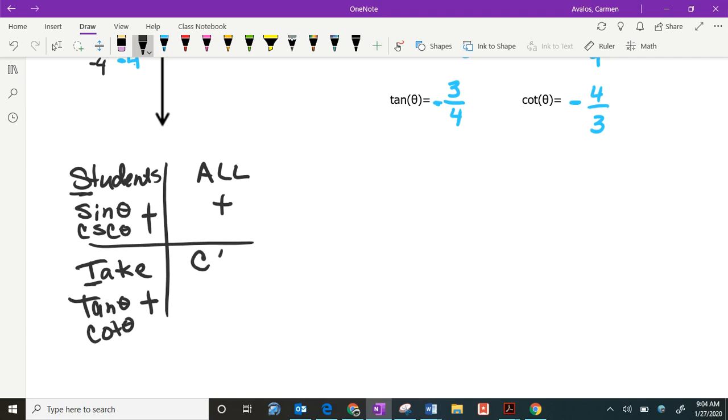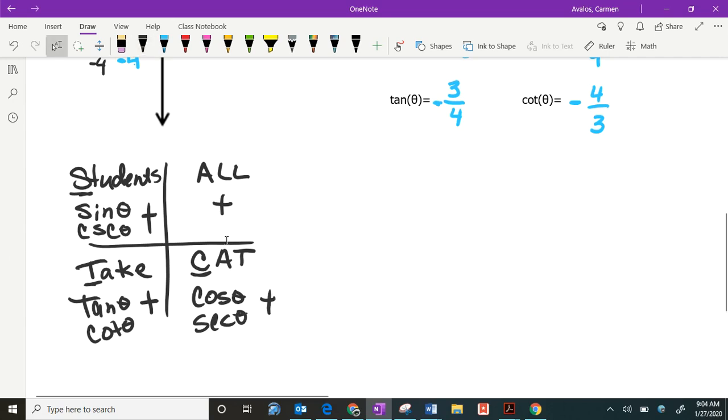And then CAT, and that's the C. And then this is going to be the cosine of that angle, and therefore the secant of that angle are going to be positive. So All Students Take CAT means that all of the trig ratios are positive here. Here the sine is positive, therefore the cosecant. Take: tangent, and therefore cotangent are positive. And CAT: cosine and secant, and therefore that is positive. So there we go.